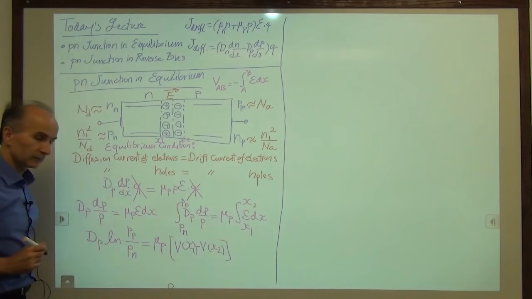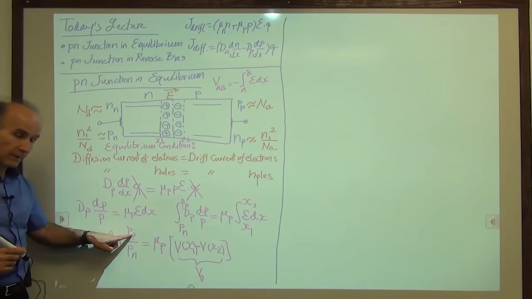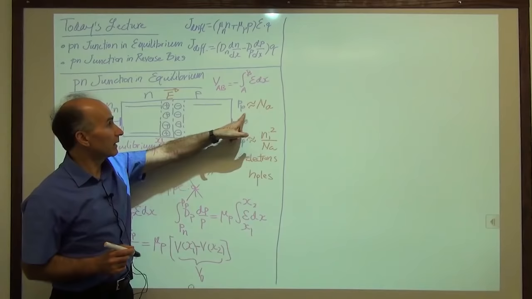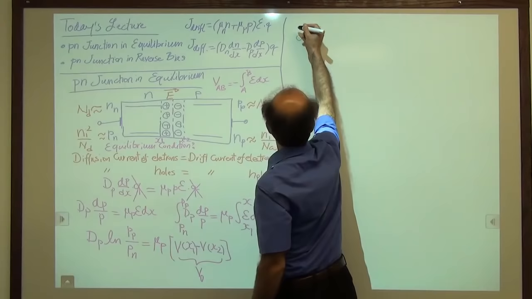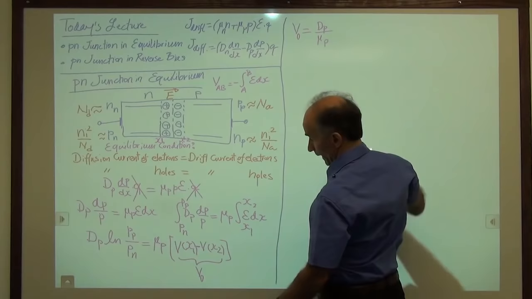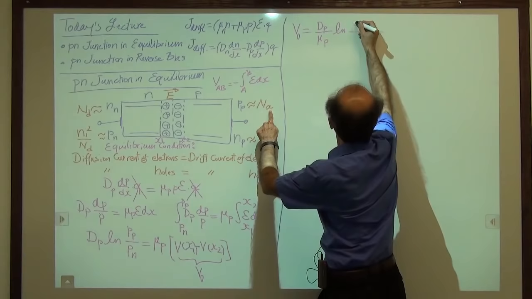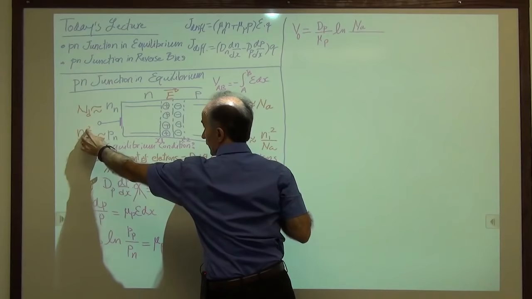Okay, and we might call this v0 for simplicity. So this whole thing, we call it v0. And now we will go ahead and replace p sub p and p sub n with Na and ni squared over Nd. So I can write v0 is equal to kT over q... dp over mu p. So that mu p goes under that dp. And then we have log of p sub p, that's Na, divided by ni, divided by this, ni squared over n sub d. Ni squared over n sub d.